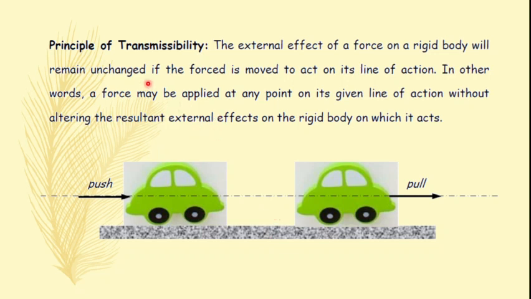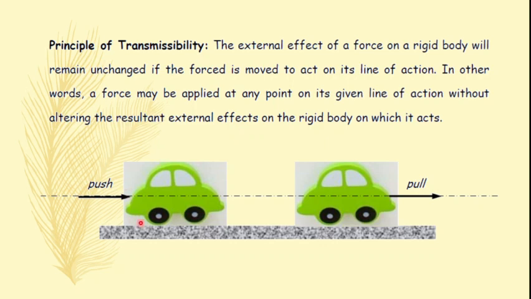Now here the principle of transmissibility is written: the external effect of a force on a rigid body will remain unchanged if the force is moved to act on its line of action. In other words, a force may be applied at any point on its given line of action without altering the resultant external effects on the rigid body on which it acts.